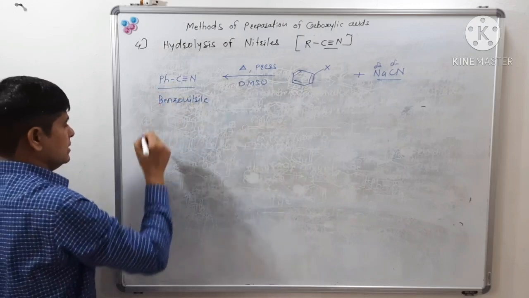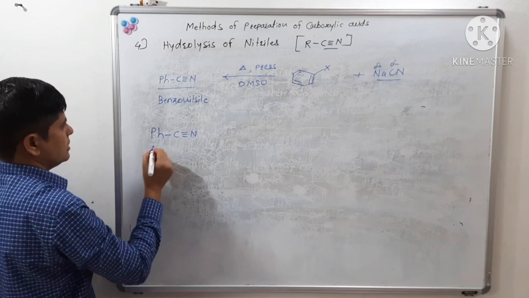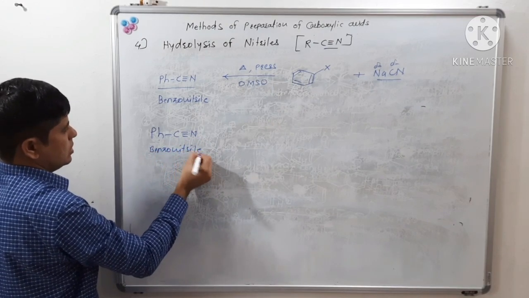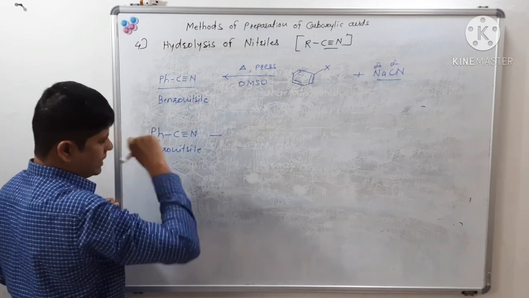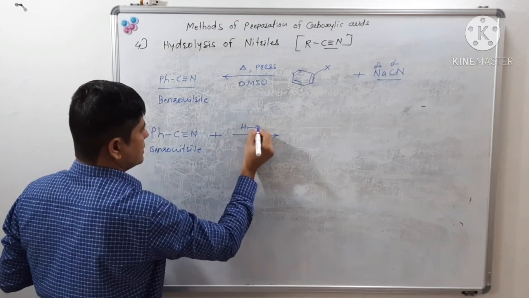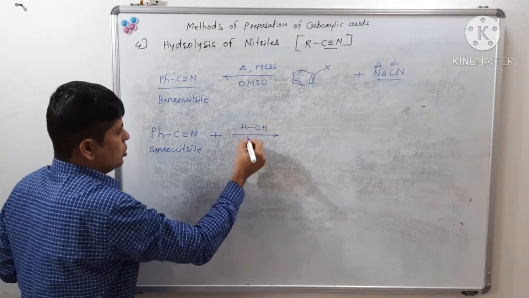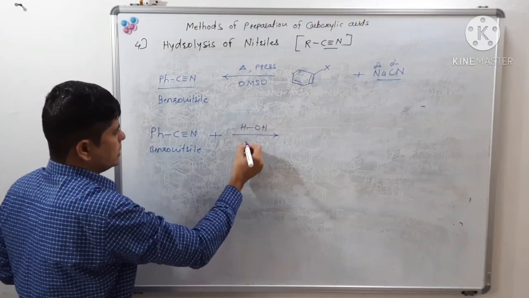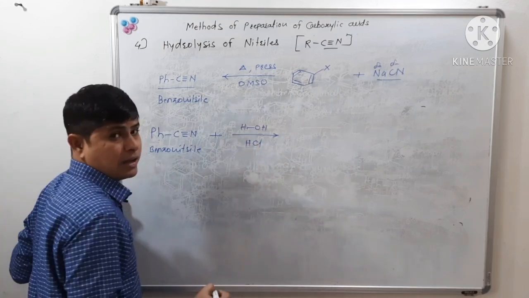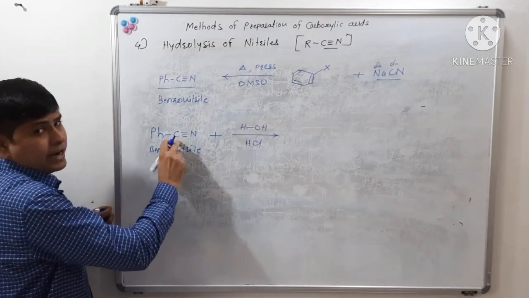So now this benzonitrile, what is this? Benzonitrile. Now in the next step, suppose we react this benzonitrile with water, that is hydrolysis of benzonitrile, hydrolysis of nitrile, this is what we have to carry out. So the reaction of this benzonitrile with water in the presence of hydrochloric acid, or we may take alkali also. So there will be addition of this water molecule across this carbon nitrogen triple bond.